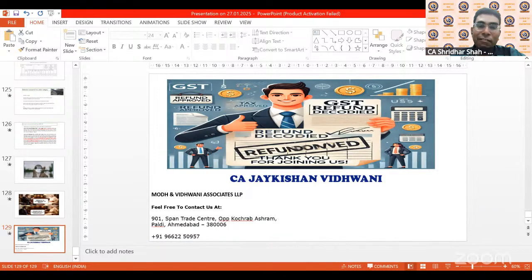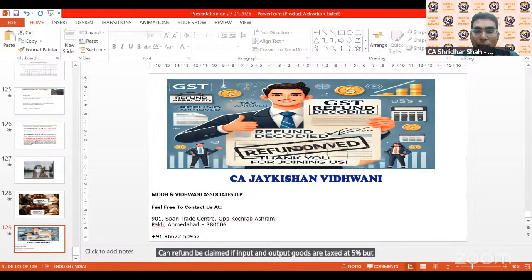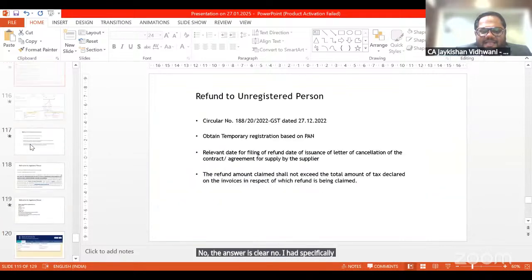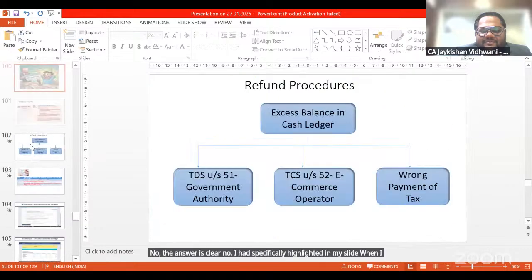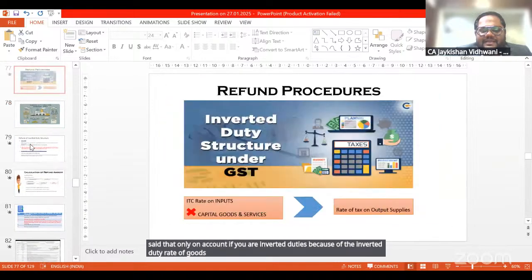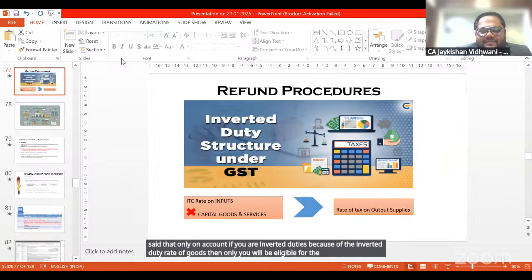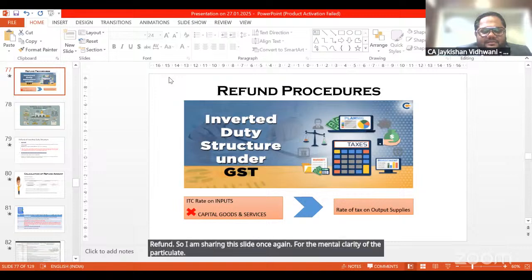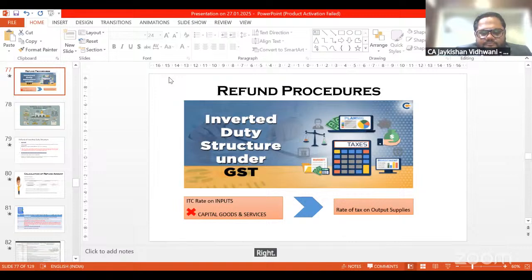I think no. The answer is clear no. I had specifically highlighted in this slide that only if your inverted duty is because of the inverted duty rate of goods, then only will you be eligible for the refund. So I am sharing this slide once again for better clarity of the participant. Is the screen visible?